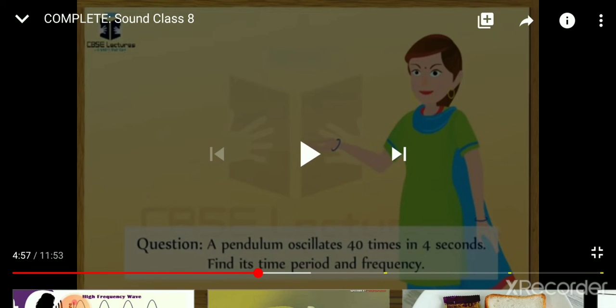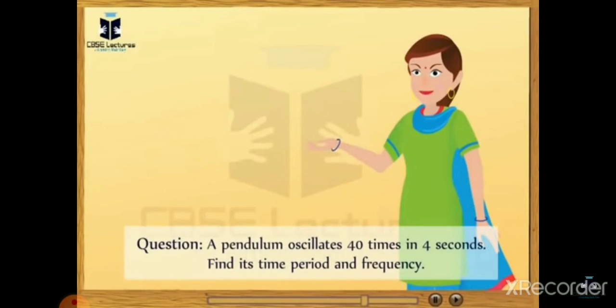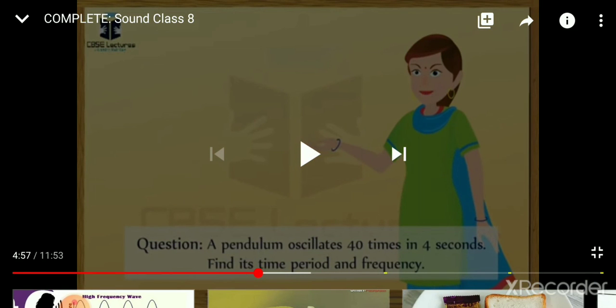So now for example, next we can see that there is a numerical for you. A pendulum oscillates 40 times in 4 seconds. What are its time period and frequency? So 40 is the number of oscillations, and what is the time taken by the pendulum? That is 4 seconds. So you have to calculate the time period and frequency.